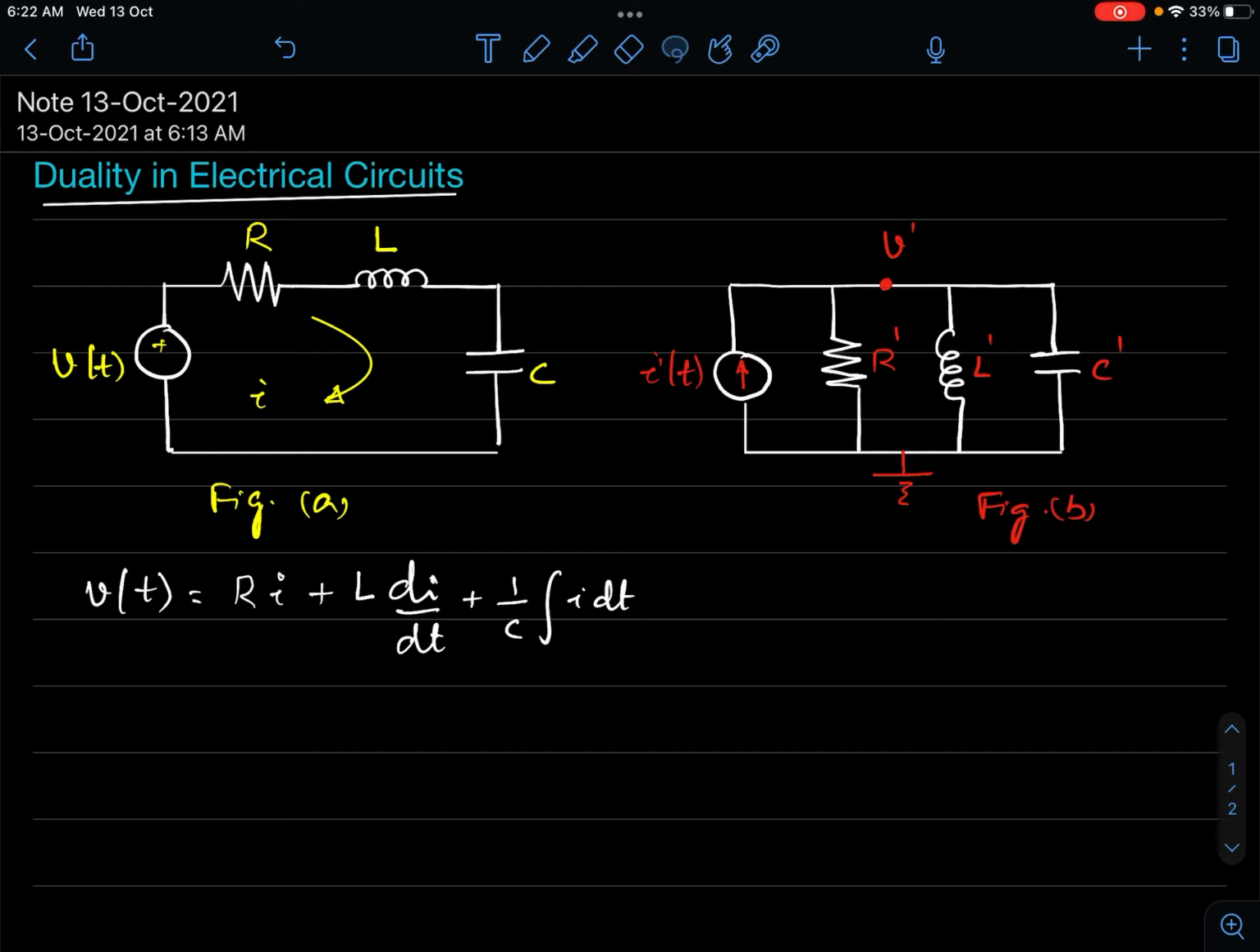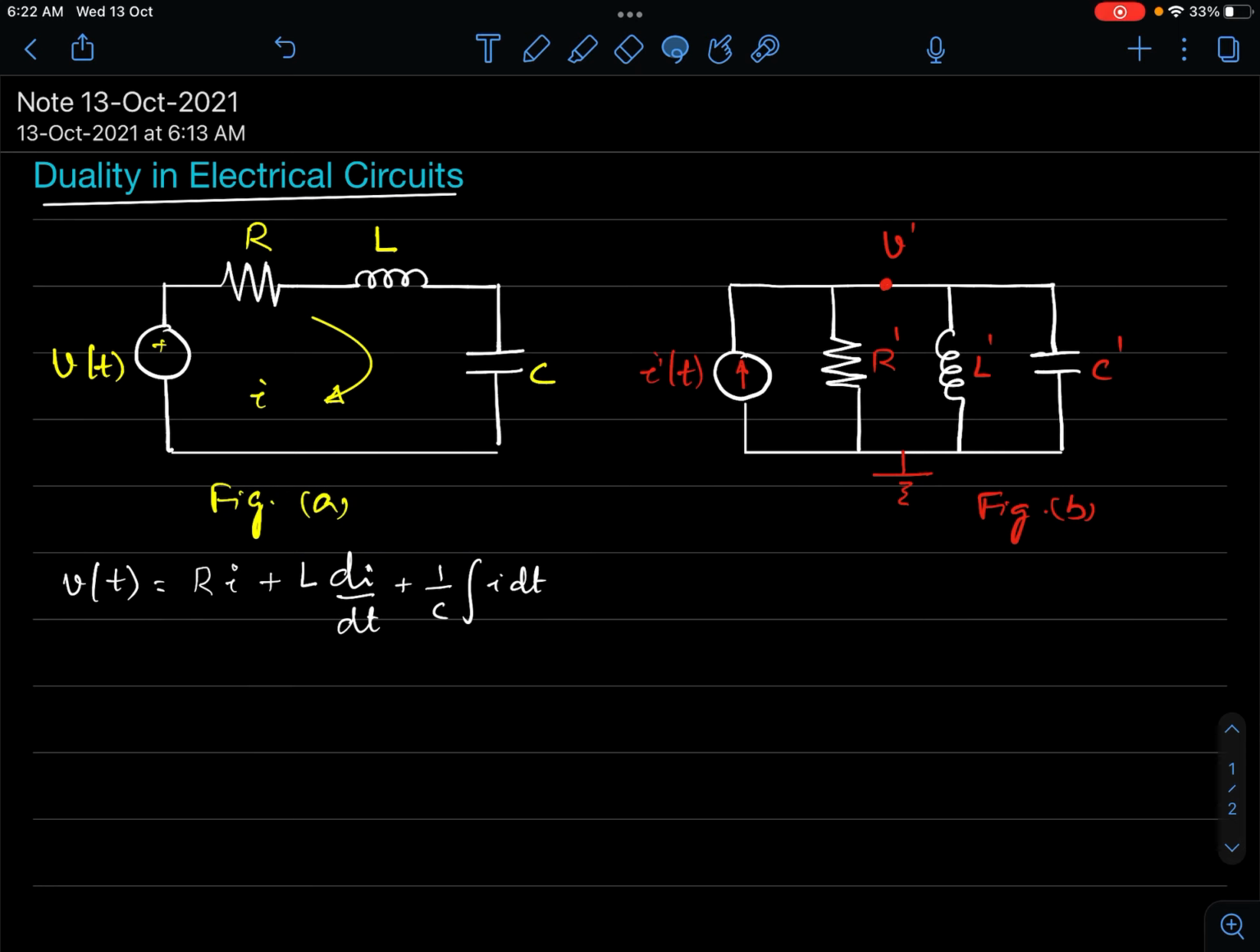I will try to reduce it in size so that I manage the space, and push it here. Okay, this is my equation 1.